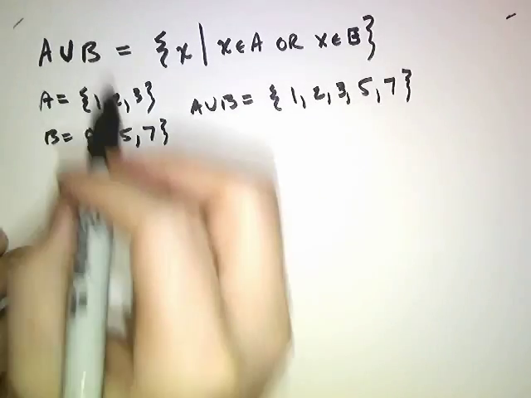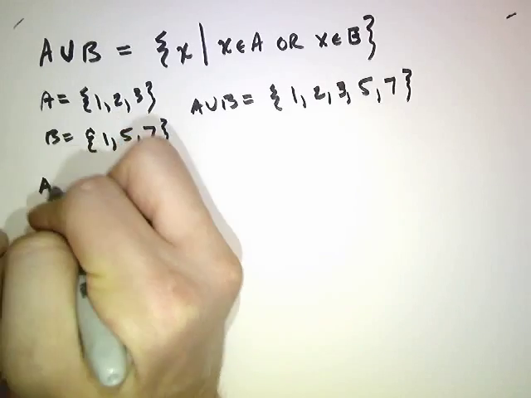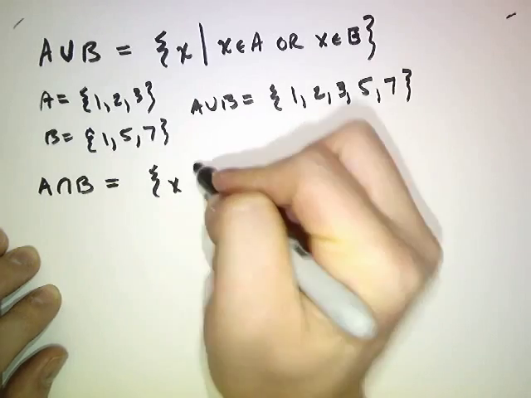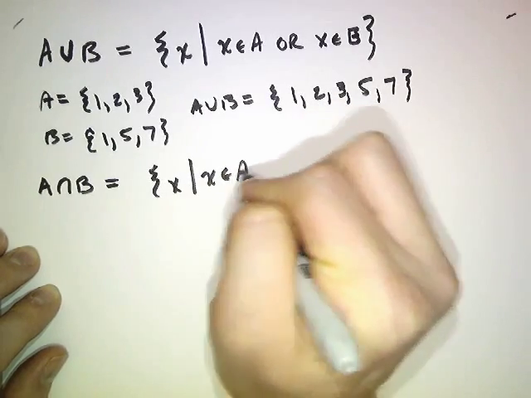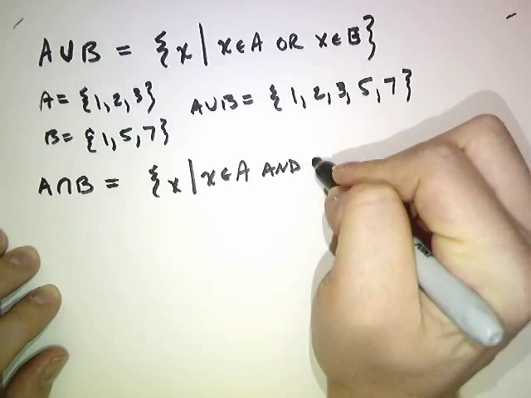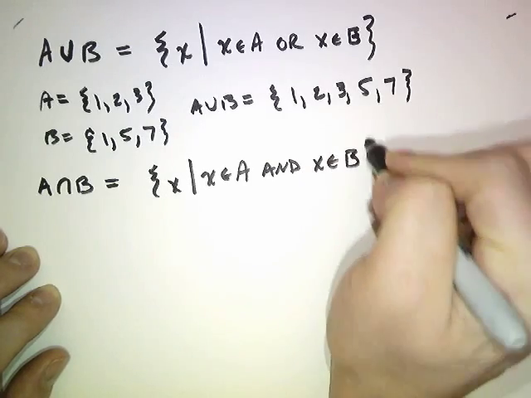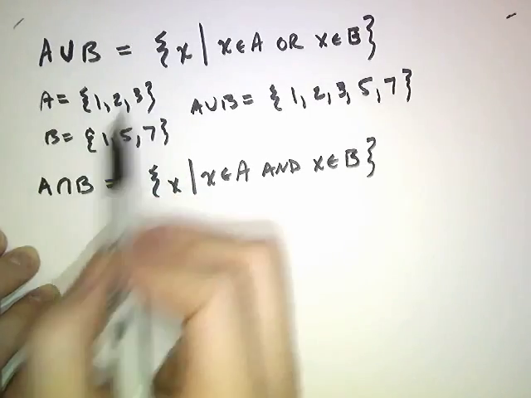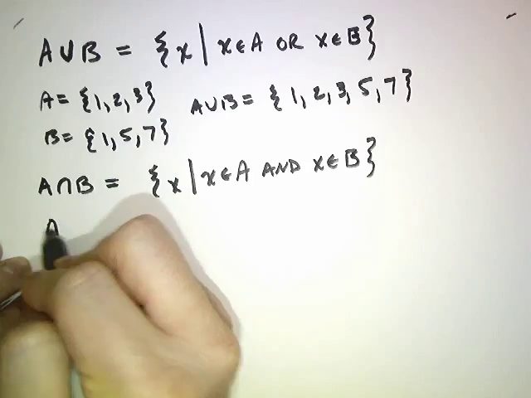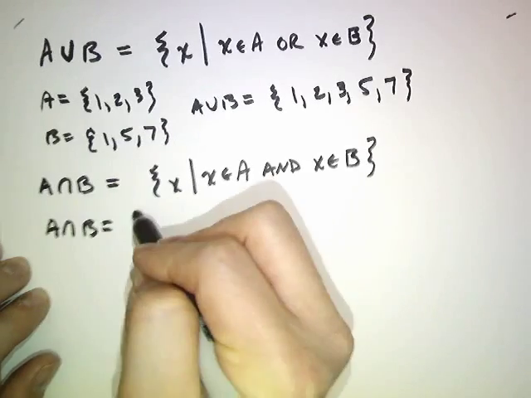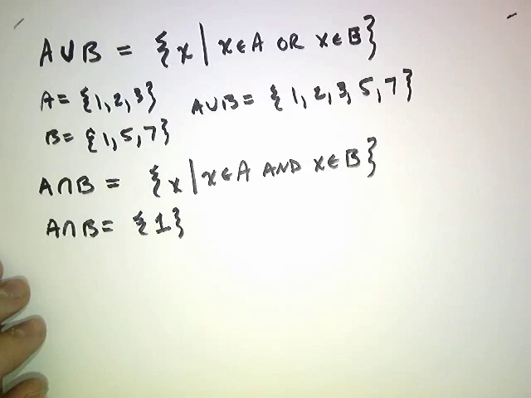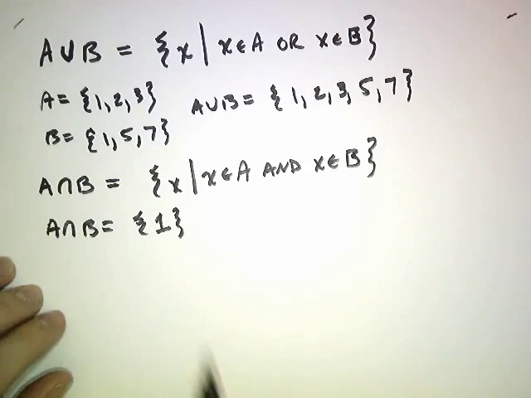Okay. We could also define A intersection B, and this is equal to the set of all x such that x is in A and x is in B. So again, if I define A to be {1, 2, 3} and B to be {1, 5, 7}, then A intersect B is simply equal to the singleton {1}. That's the only element that is in common with both A and B.